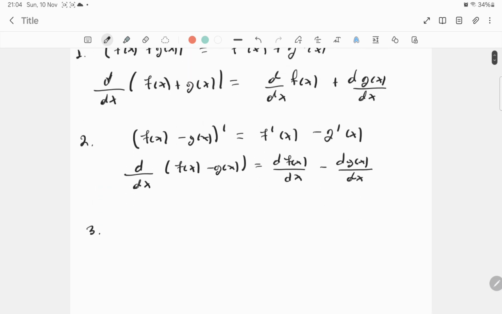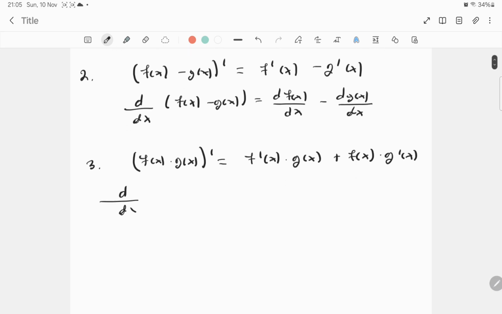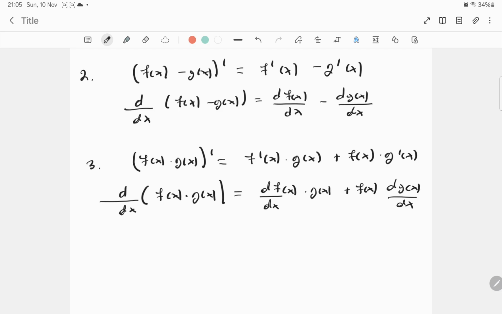Rule number 3. When I have the derivative of f times g, the product of two functions, I can write it as the derivative of the first function times the second function plus the first function times the derivative of the second function. d dx of f of x times g of x equals df over dx times g of x plus f of x dg over dx.